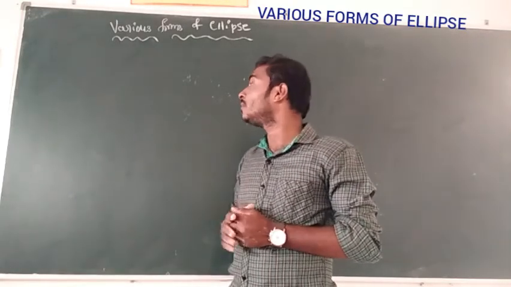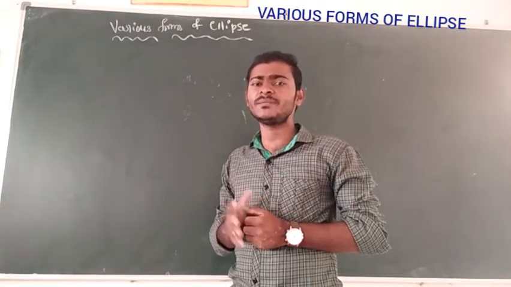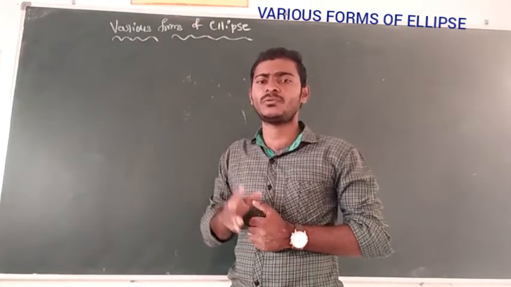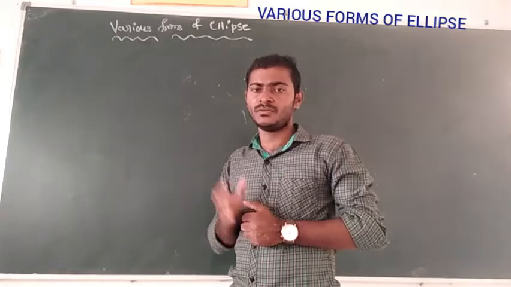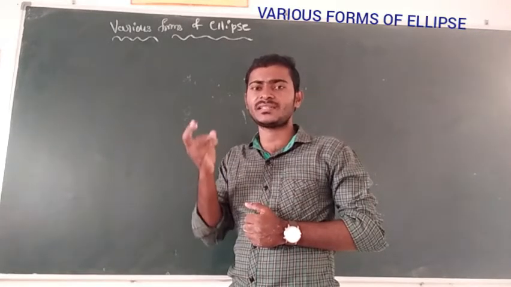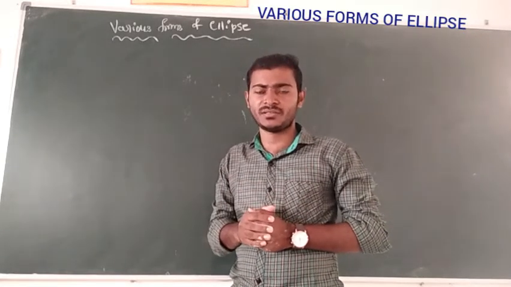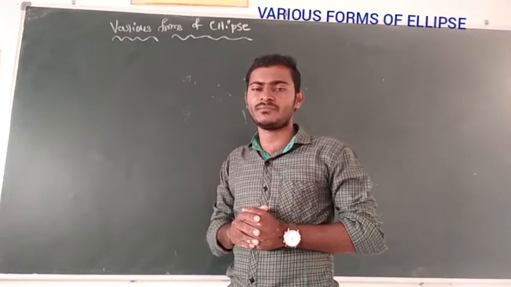And coming to the ellipse, majorly we have only two types of ellipse. By rotating the axis in the anti-clockwise direction, we may have two standard forms.